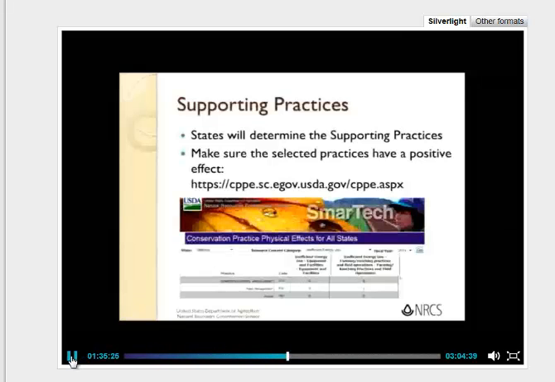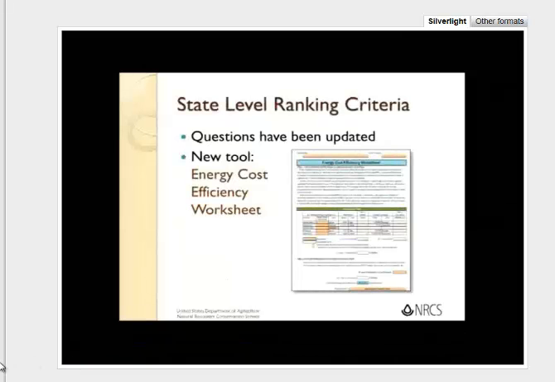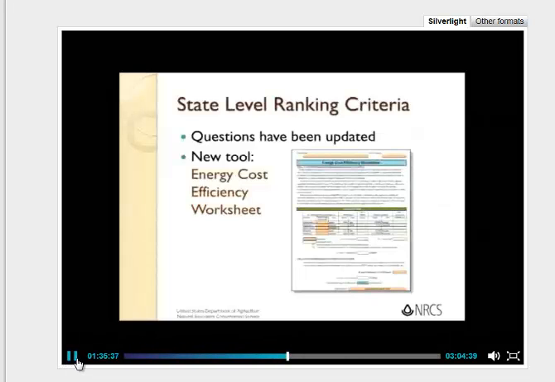State-level ranking criteria. There have been a few changes in the state-level questions. Check those, read them thoroughly. Question 3, for instance, provides credit for energy-saving activities installed on the farm within the last 4 years by the applicant that address the resource concern. It doesn't say anything about the applicant needing to have had an energy audit prior to that, so what we're doing here is demonstrating that the applicant is trying to address the resource concern.